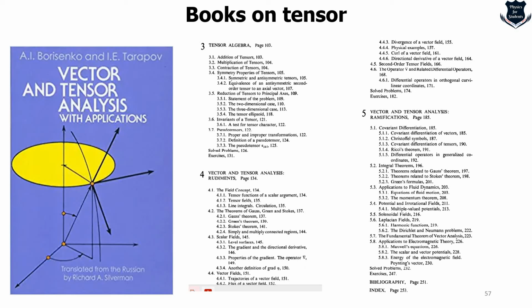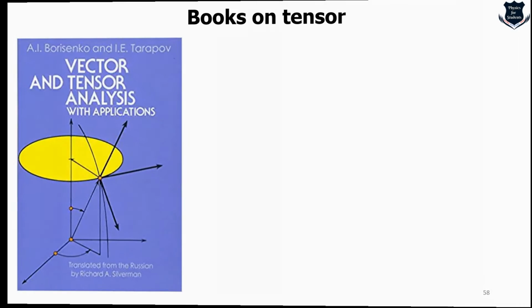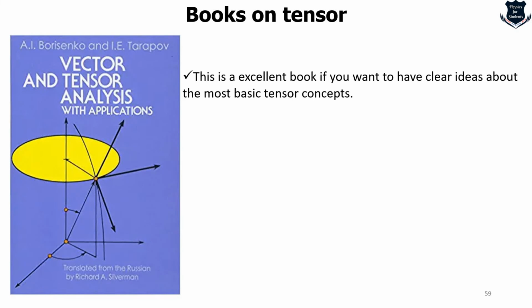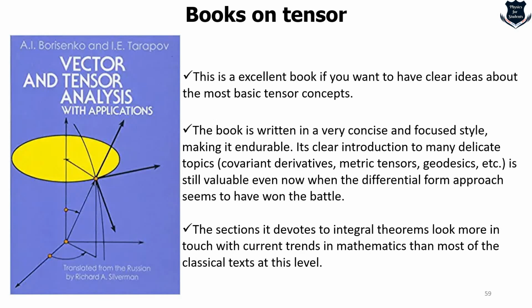So here you can see a lot of pages have been covered in vector tensor algebra, and then you can see on 191 and so on the Ricci's theorem, the Christoffel symbols, so everything is covered. Most importantly, as you can see here, the book covers a lot of diagrams, and this gives us a fairly good idea in order to visualize things. So it's an excellent book to clear up your ideas.